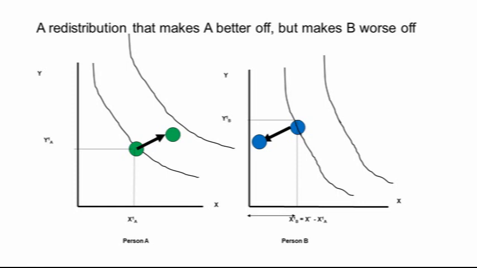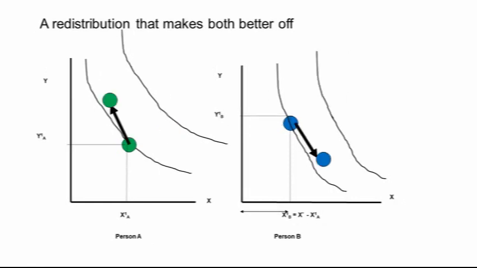This is not a situation where both are being made better off. I can also see that it's possible to have a redistribution that makes both person A and person B better off. Obviously, this involves having more of one good and less of another. I can't give one individual more of both and have the other one also be better off.